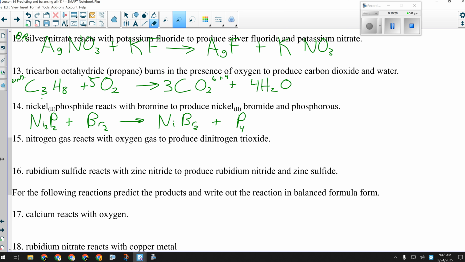I've got 4 phosphorus over there. What times 2 will give me 4? 2, yeah. Okay, so 2 times 2 is 4. Now my phosphorus are balanced. 2 times 3 nickels is? Yeah, 30 cents. 6 nickels. Okay, I'm sorry, guys, that was terrible. Okay, we got 6 nickels here. Okay, 6 times 2 for the bromines is 12. So I need a 6 over here. Okay, and then everything is balanced.